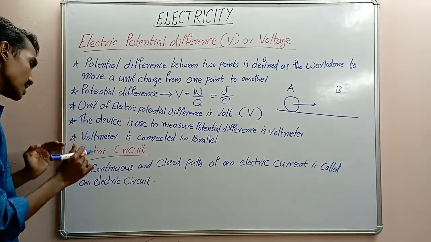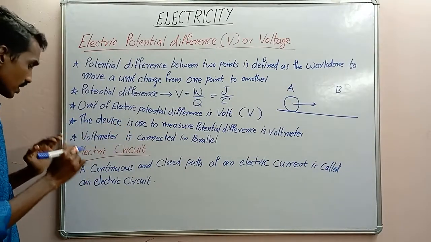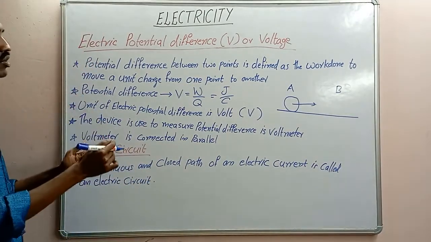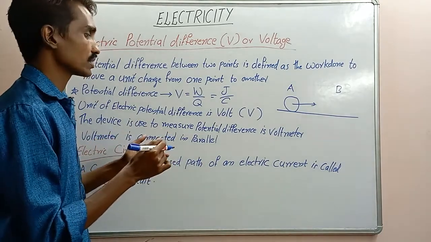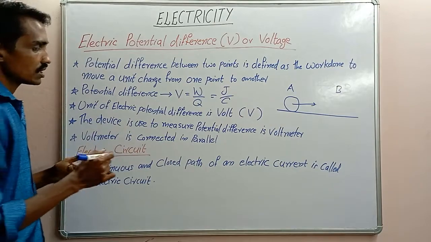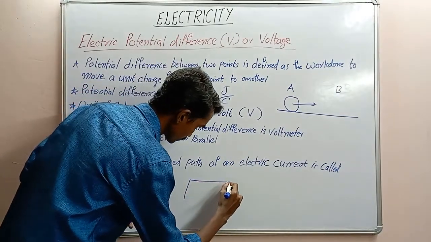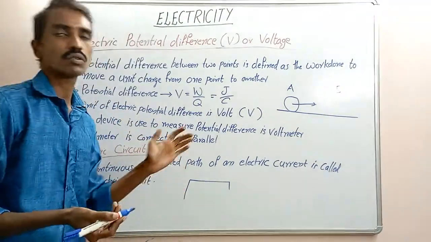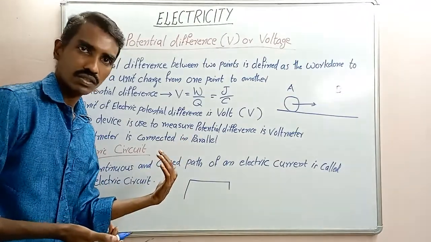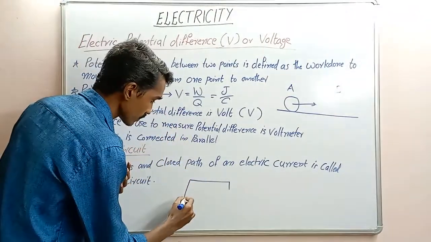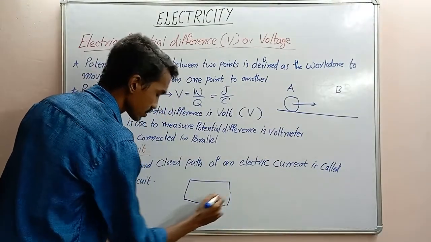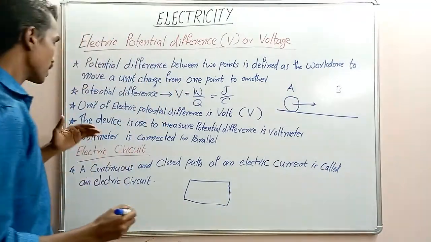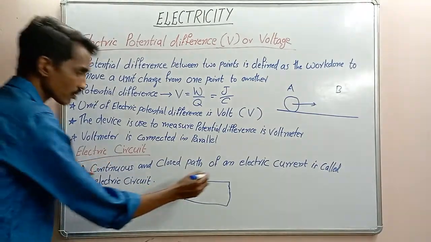Another topic is the electric circuit. What do you mean by electric circuit? A continuous and closed path of an electric current is called an electric circuit. We already studied the open circuit and closed circuit in the previous classes. This one is an open circuit, where there is no connection, and this is a closed circuit. The continuous and closed path.